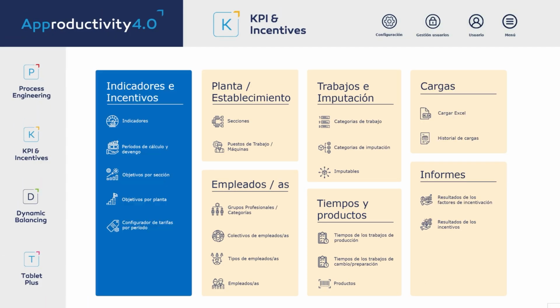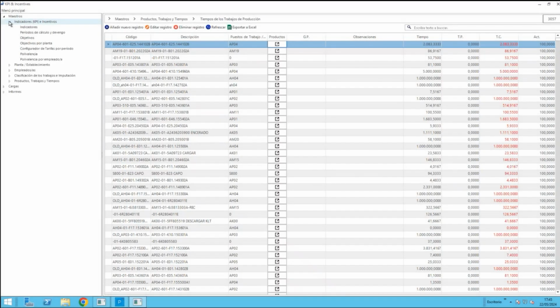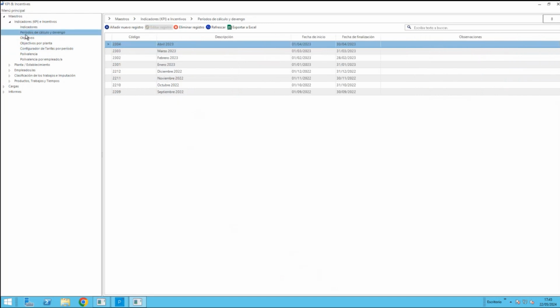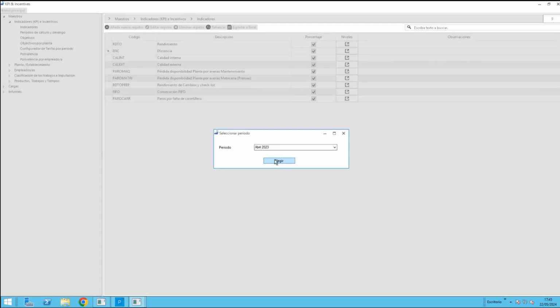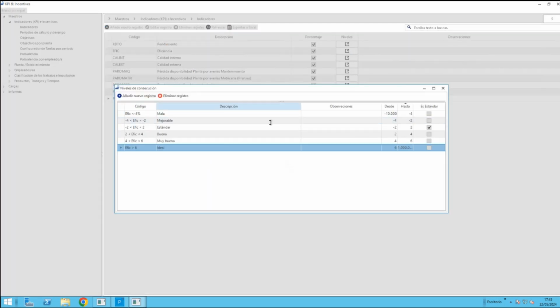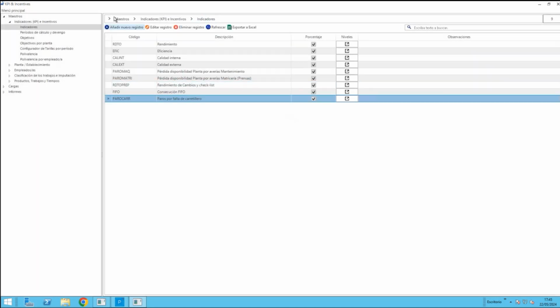Finally, we observe the KPI and Incentives Master. This defines calculation and accrual periods, the factors to be controlled and incentivized, the different obtainable result levels, objectives for comparison, and hourly rates for each incentive factor and result.